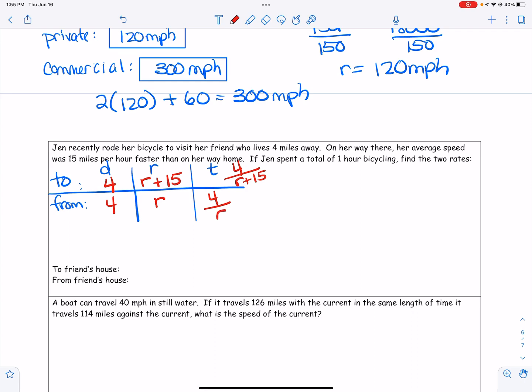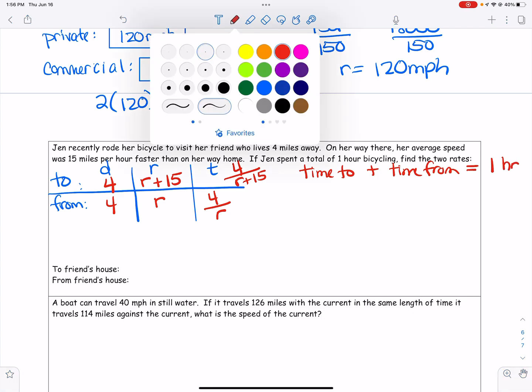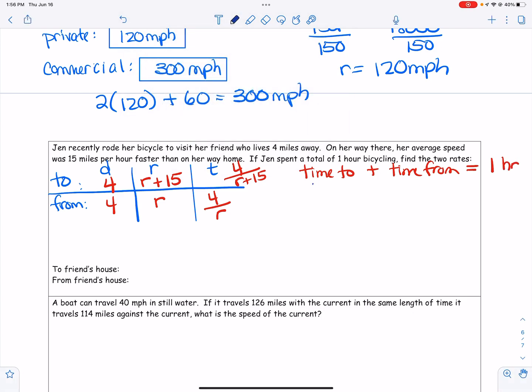Now this doesn't say it takes the same time. So now we have to look and says, well, she spent a total of 1 hour riding. So her time to her friend's house plus her time from her friend's house equals 1 hour. So now we're going to replace. Time to was 4 over R plus 15. Her time from was 4 over R, and that equals 1.